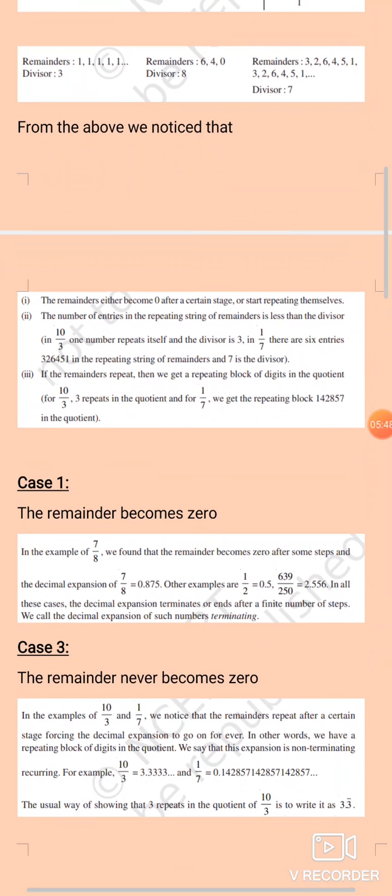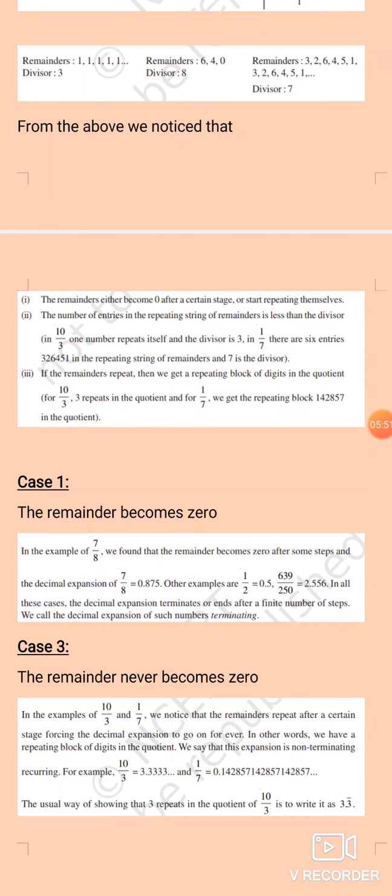Then the second type of rational number. The remainder never becomes 0. The examples, 10 by 3 and 1 by 7 etc. We notice that the remainders repeat after a certain stage, forcing the decimal expansion to go on forever. In other words, we have a repeating block of digits in the quotient. That is the first one, 3.333 etc. Then 1 by 7, 0.142857, 142857, 142857 etc. is there. That is what is repeating.